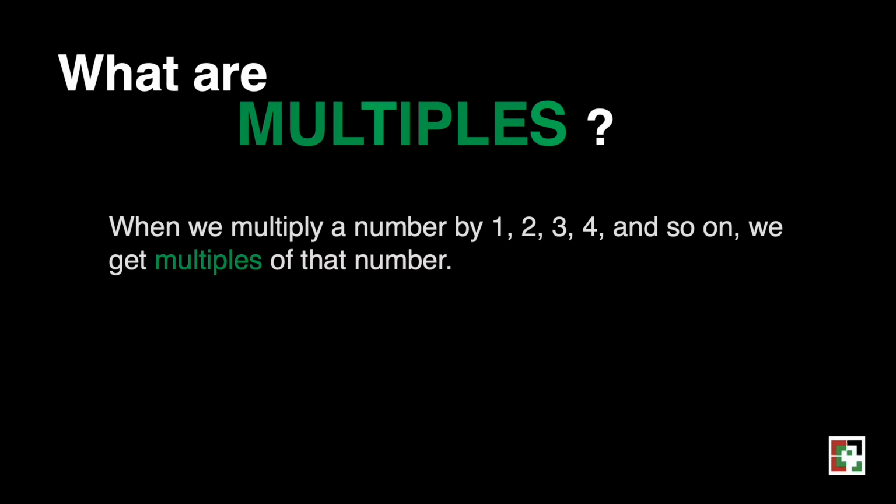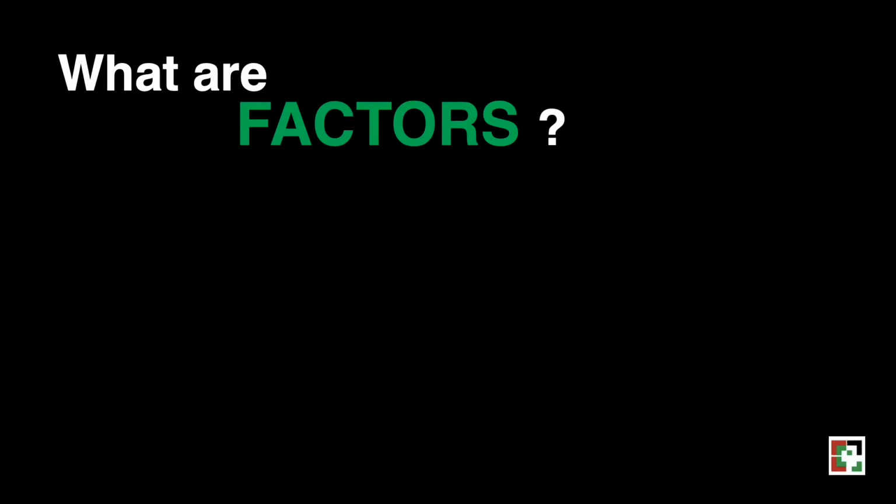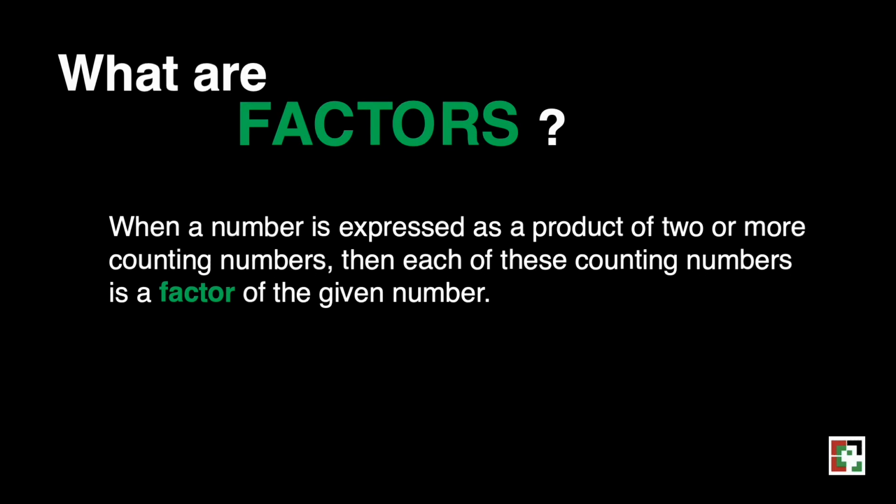Okay, let's review first. What are multiples? When we multiply a number by 1, 2, 3, 4, and so on, we get the multiples of that number. Just like for example for 12, the multiples of 12 are the following: 12, 24, 36, and 48, and so on and so forth. What about factors? Okay, when a number is expressed as a product of two or more counting numbers, then each of these counting numbers is a factor of the given number. Just like for example for 12, we can have 3 and 4 as its factors because if we multiply 3 and 4, we get 12.